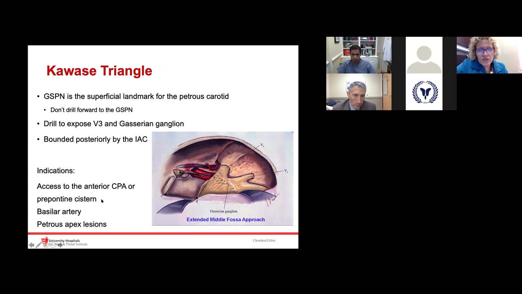But reasons that you might want to think about using this particular approach: it's a relatively narrow window, but it can get you access in patients who have basilar tip aneurysms that you can't get endovascularly. It can give you access to the anterior CP angle and the prepontine cistern. And if you have a lesion in the petrous apex, that would be another reason that you might want to think about using that approach and drill out. It does require a much larger craniotomy and to elevate the temporal lobe adequately in this area to get that drilled out.